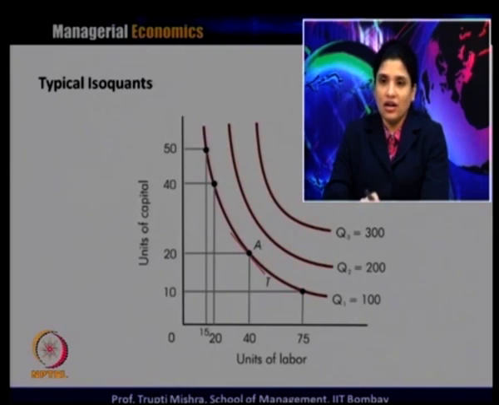So, Q1 is 100 units, Q2 is 200 units, Q3 is 300 units, and all these different levels of output represent different isoquants. Q1 is one isoquant, Q2 is another, and Q3 is the third. The essential difference between these three isoquants is that in a higher isoquant, a higher amount of capital and labor is used to produce the output. So, a higher isoquant always gives a higher level of production, and a lower isoquant always gives a lower level of production.